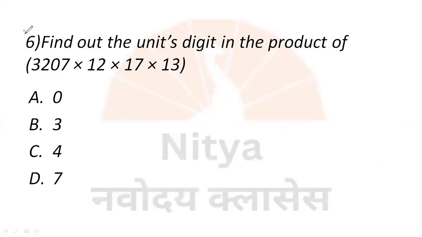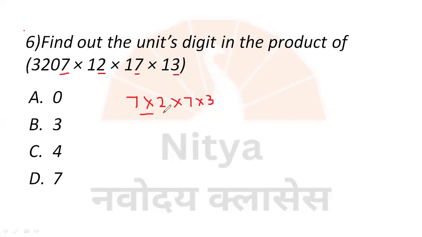Find out the units digit in the product of 3,207 into 12 into 17 into 13. Unit digit in the product. So the unit digits are 7, 2, 7, 3. So you have to multiply 7 into 2 into 7 into 3.